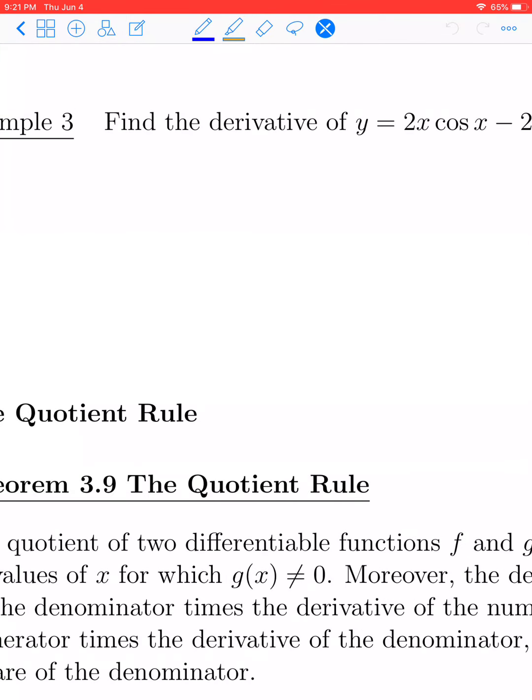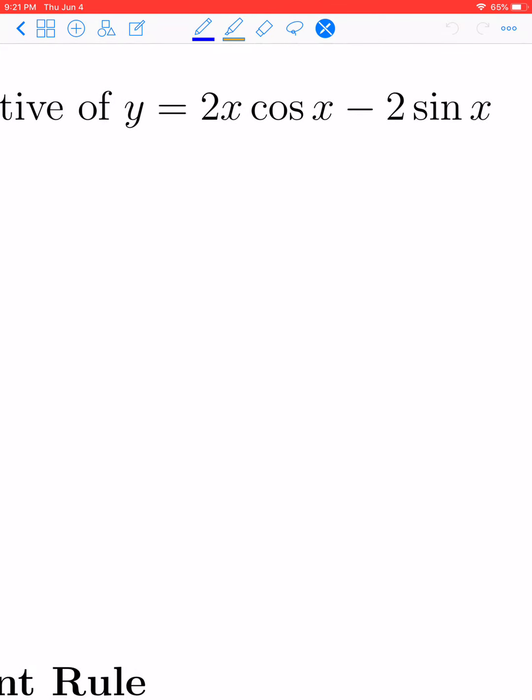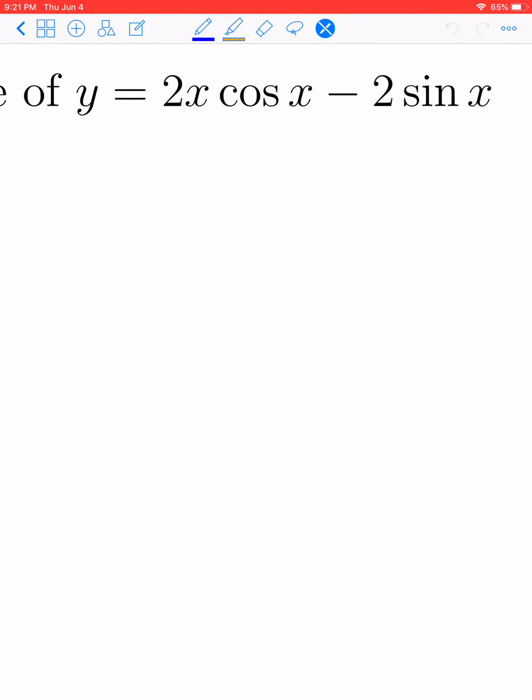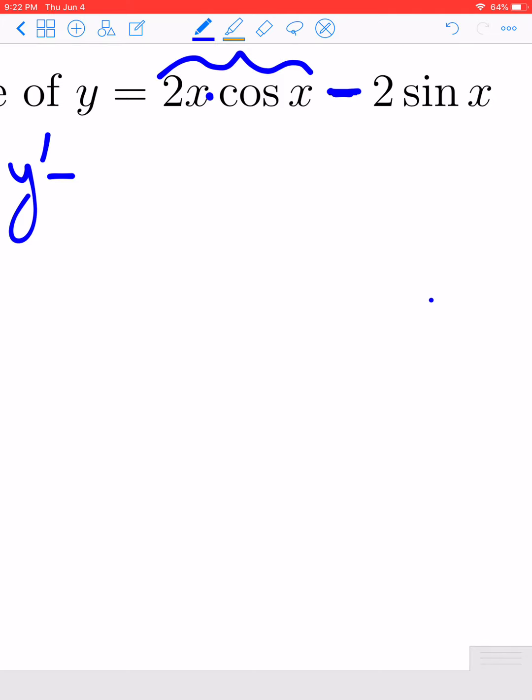Let's take a look at example 3. In example 3, we want to find the derivative of y equals 2x cosine x minus 2 sine x. So we have the difference of two terms, so we know that the derivative is going to be the difference of the derivatives. However, when we go to differentiate the first term, it is the product of 2x and cosine x. So we will have to use the product rule on this.